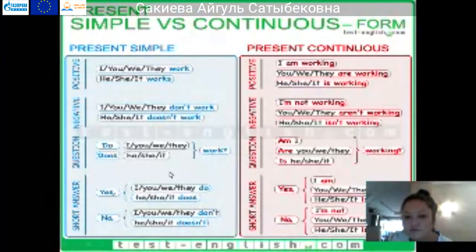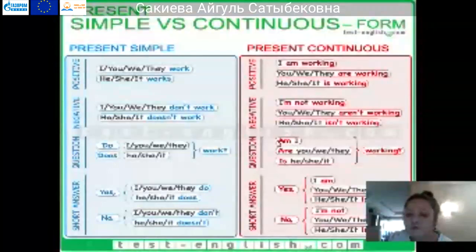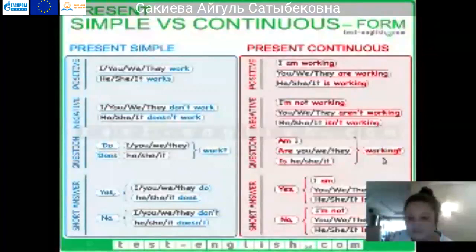How do you make a question then? How do you ask a question? If it's present simple, we say, do I, you, we, they work? Does he, she, it work? If it's question present continuous, to be verb, we put on the first place. And we say, am I, are you, we, they, is he, she, it working? Okay? This is a form of present simple and present continuous.